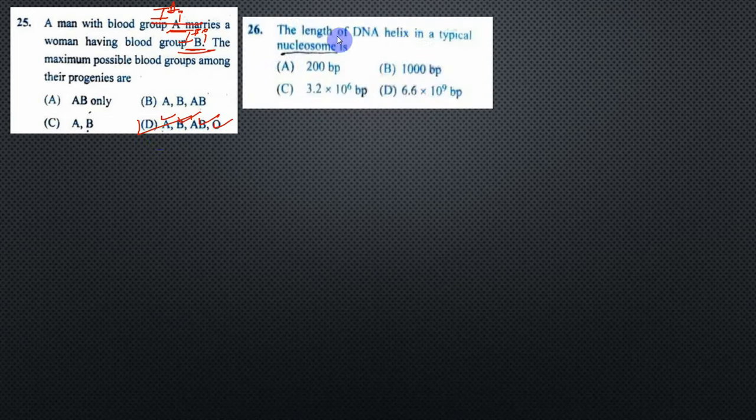Now moving on, the length of the DNA helix in a typical nucleosome. In a typical nucleosome, what is the length of the DNA helix that wraps the nucleosome? This is the question. They have given 4 options: 200 base pairs, 1000 base pairs, 3.2 into 10 raised to 6, and 6.6 into 10 raised to 9 base pairs. So it is 200 base pairs.